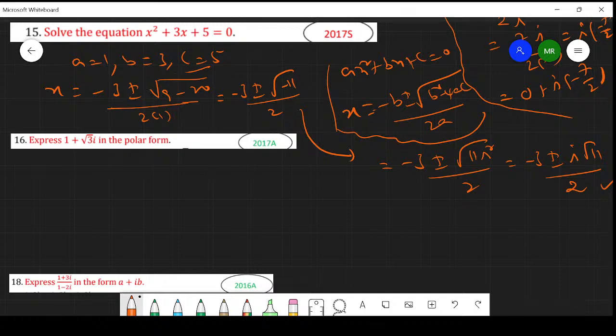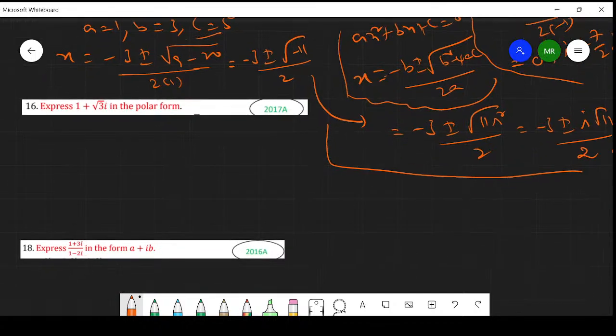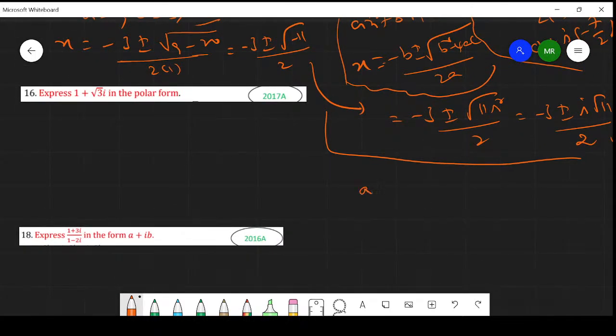Generally, the polar form of a complex number depends on the quadrant. Given 1 plus root 3i, what is the polar form? Whenever they discuss the polar form of a complex number, it is expressed in the form r into cos theta plus i sin theta. For a complex number a plus ib, r into cos theta plus i sin theta is called the polar form. r is called the modulus of the complex number, and theta is called the amplitude.